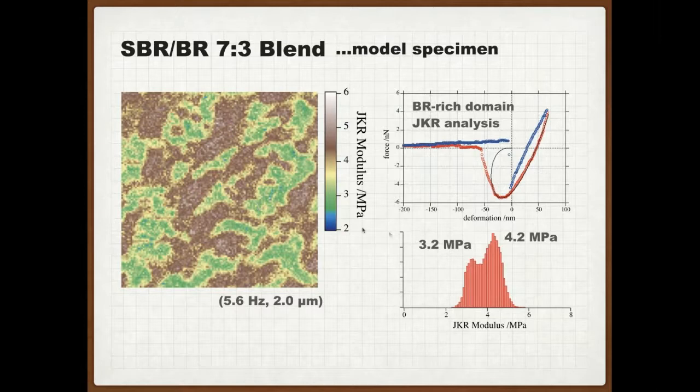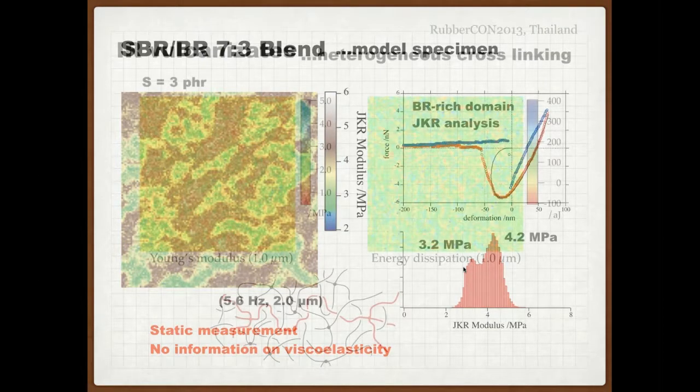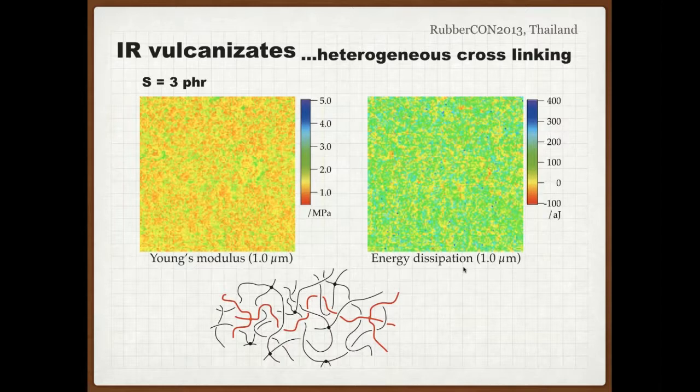And then, as is seen in the histogram, even such a small difference between the two domains can be distinguished. So nanomechanical mapping is really a powerful tool. Okay, although as I mentioned, this is only for the Young's modulus measurement, so it's just a static measurement, and no information on viscoelasticity is obtained. But if you work in the static mode, you can still do some viscoelastic measurement.